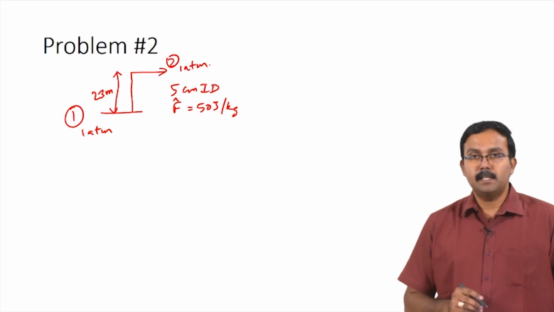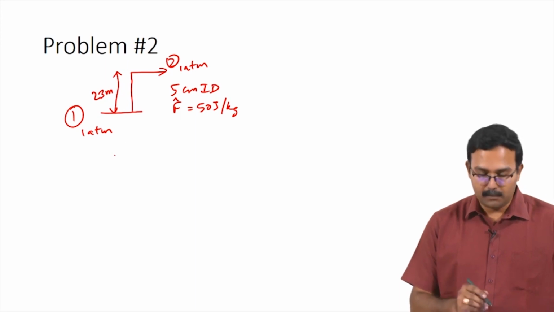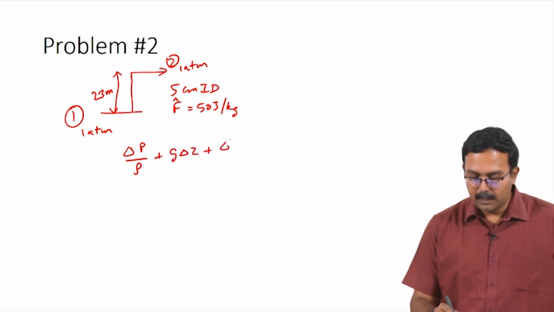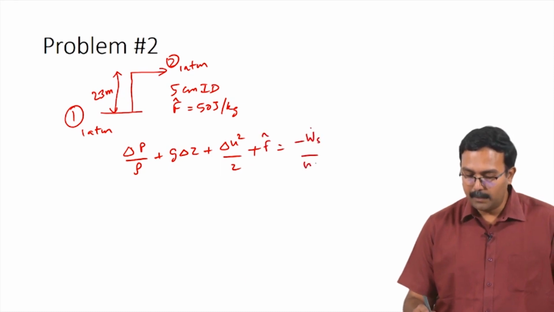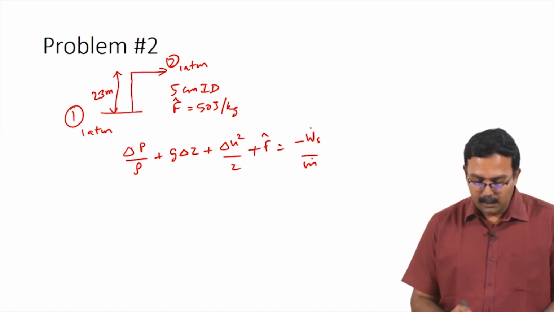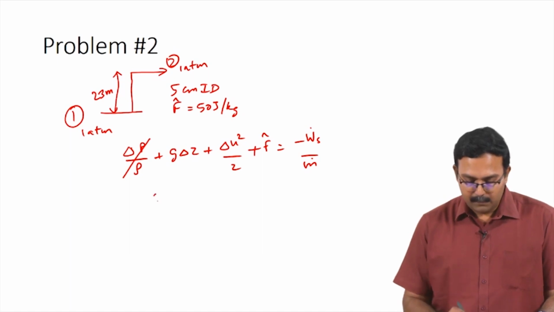With all this information, let us write the general mechanical energy balance equation and solve for the shaft work that needs to be delivered. So, we have ΔP divided by ρ plus gΔz plus Δu² by 2 plus F cap equals minus Ẇs divided by ṁ. As the pressure change is 0, the first term can go to 0. You would have gΔz where Δz equals 23 meters.